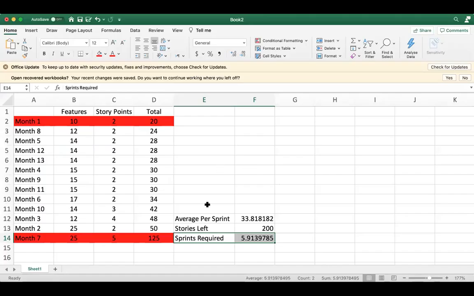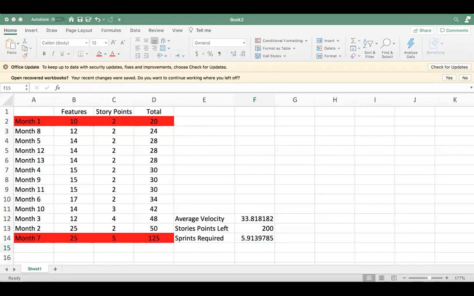By creating the average, I was able to create the average velocity, and I was able to know the story points left to do, and how many sprints are required to get the remaining, which is 200 points left divided by 33 average velocity. I need 6 sprints to get the job done.